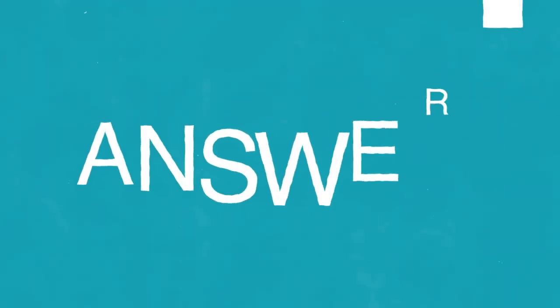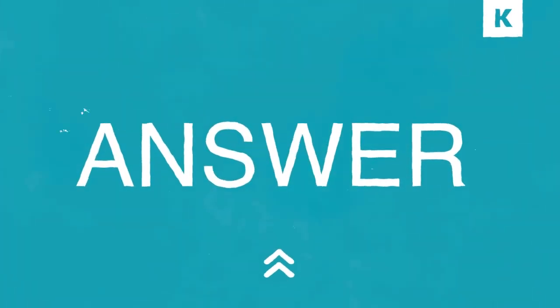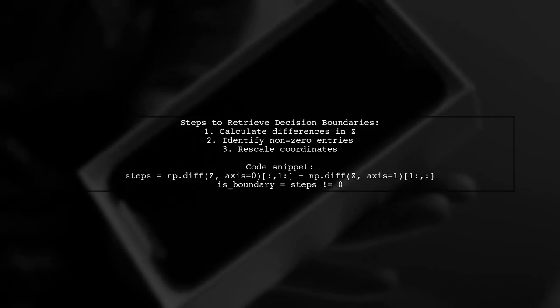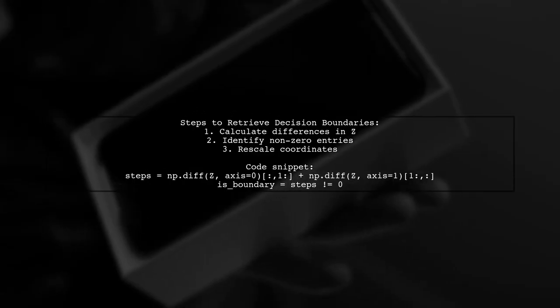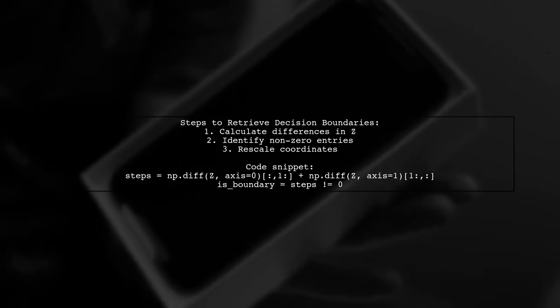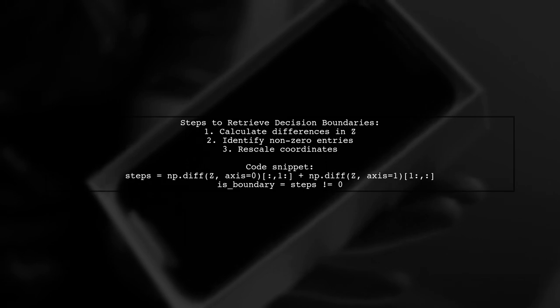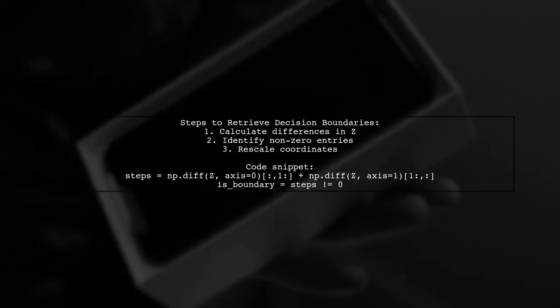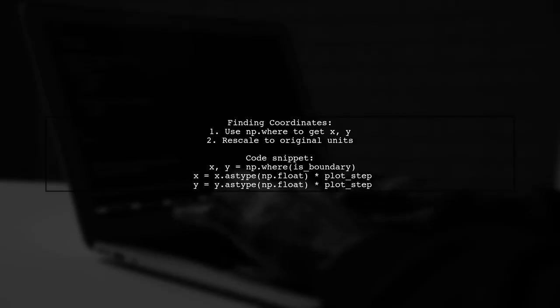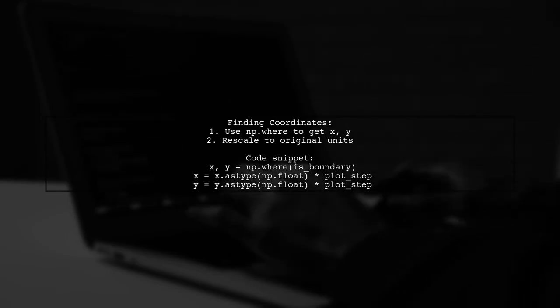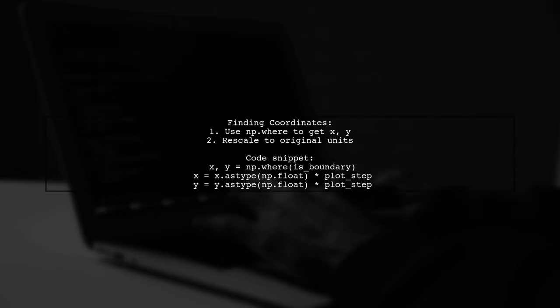Let's now look at a user-suggested answer. To retrieve decision boundary lines from a decision tree in Scikit-learn, you can follow a simple method. First, calculate the differences in the decision boundary array, Z, to identify where the boundaries are. Next, use the NumPy where function to find the X and Y coordinates of the decision boundaries. Finally, rescale these coordinates to convert them back to the original units.